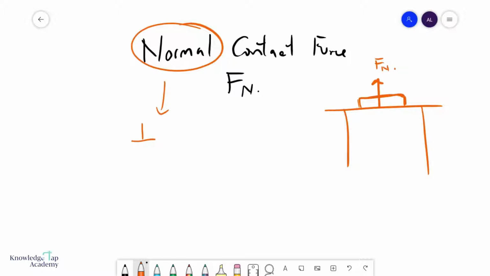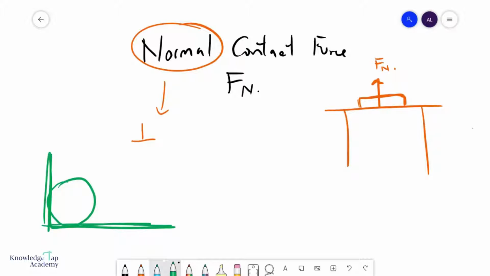So let's look at another example. Okay, let's say I've got a ball that's leaning against the corner, right? So in this case, it's in contact with two surfaces, the floor and the wall. And so there will be one normal contact force here, 90 degrees to the floor, and another normal contact force here that is 90 degrees to the wall. Right? They may or may not be the same.